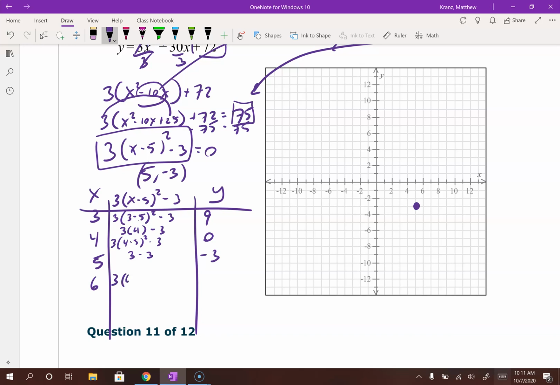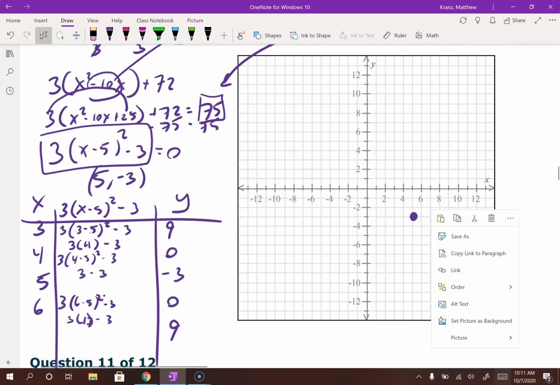3 times (6 minus 5) squared minus 3. Well, 6 minus 5 is 1, and 1 squared is 1. So 3 times 1 minus 3 is 0. So you see how we get the same answers. So now I can go ahead and graph this.